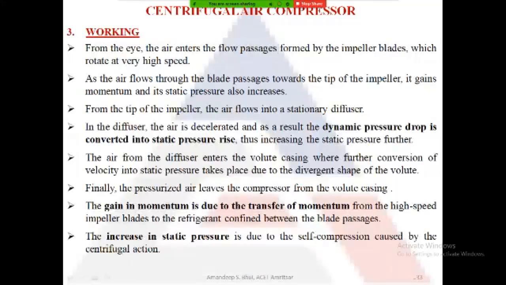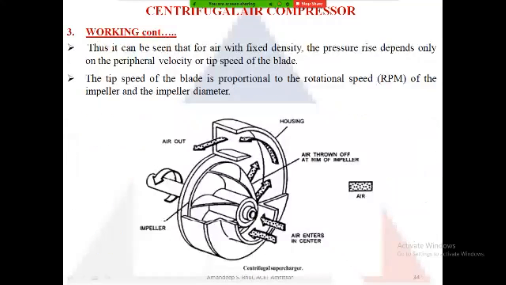Now, if we look into the working part, from the eye, the air enters. This we have already discussed. So, eye से क्या है? Air अंदर आएगी. So this is the eye. From this, the air is entering inside. As it comes in contact with the rotating blades of the impeller, the kinetic energy of air increases. After that, when this high kinetic energy air passes through the diffuser blades, the kinetic energy gets converted into pressure. And then through the housing, the high pressure air is discharged from the outlet port. So this is the working.